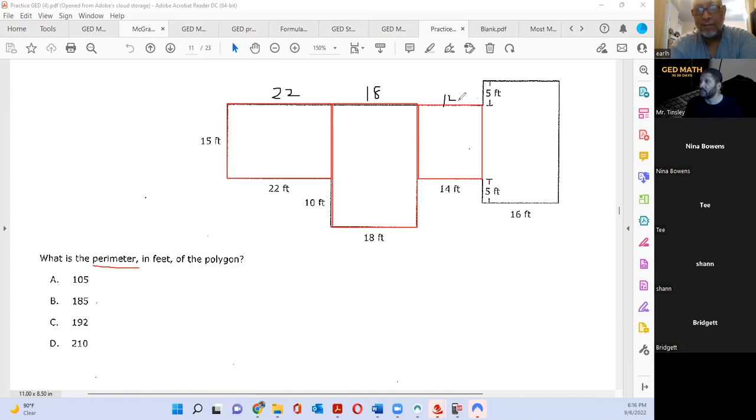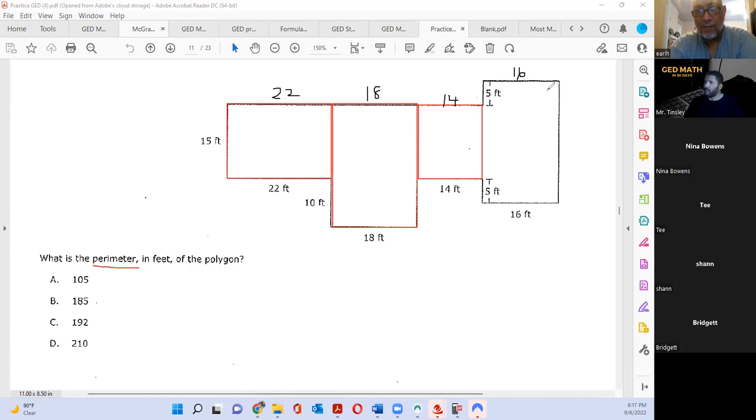14, 14. Now we got this little piece, that's 5. But again, if this side is 16, what's this side? 16. 16. Now, we're looking for this piece here. How do I figure out that piece? I don't see an opposite side.